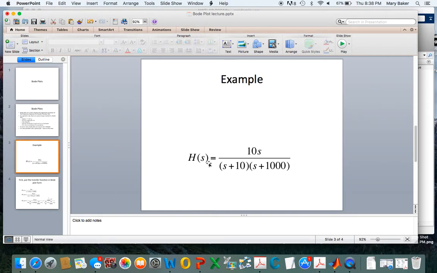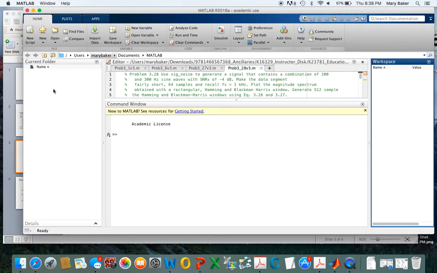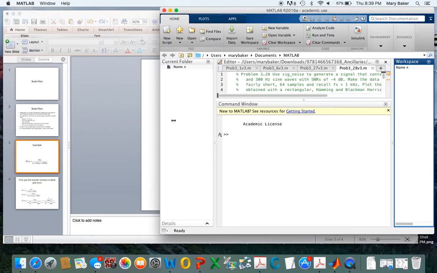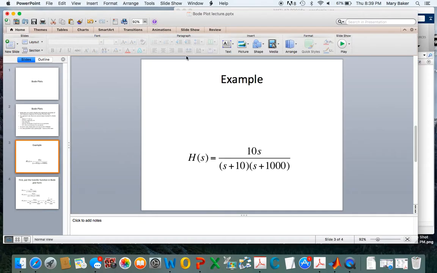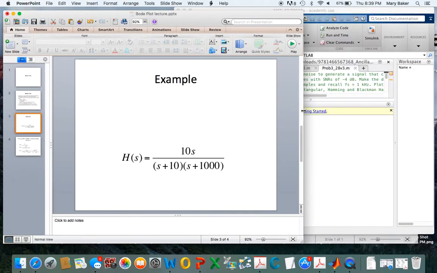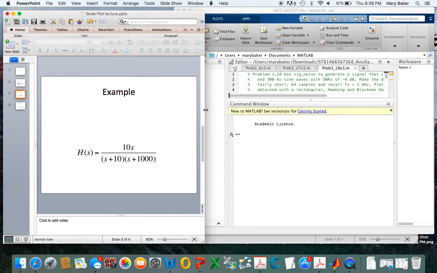So here is the transfer function that I want to look at. It's 10s over (s plus 10) times (s plus 1000). If you've been paying attention in class, you recognize this as a bandpass filter with a lower cutoff frequency of 10 and an upper cutoff frequency of 1000 and a gain that will be determined. So let's pull up MATLAB, and I'll try to keep both screens open at the same time so that you can see both the transfer function and the MATLAB screen.